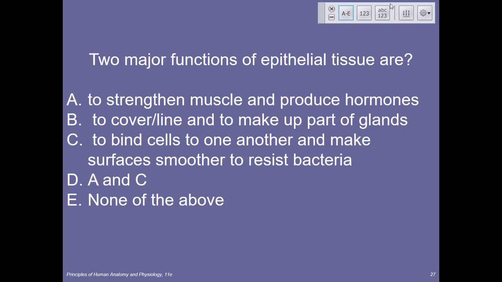All right. Question, right out of the gate. I will read them to you to give you time to get your clickers out. Two major functions of epithelial tissue are: A, to strengthen muscle and produce hormones; B, cover, line and make up part of glands; C, to bind cells to one another and make surfaces smoother to resist bacteria; D would be A and C; and E would be none of the above. So we'll start this and see what ends up happening.